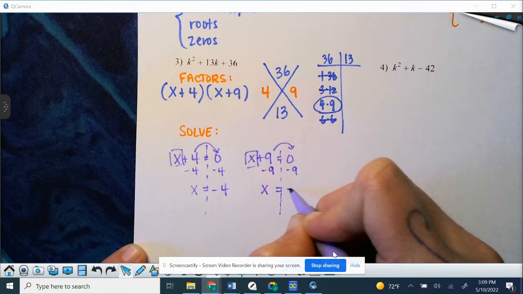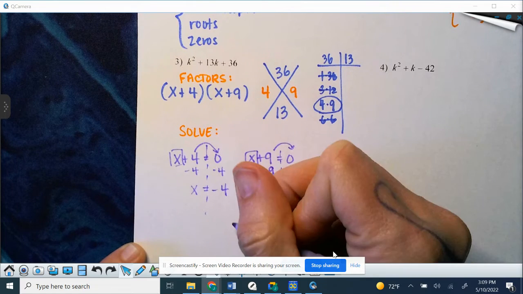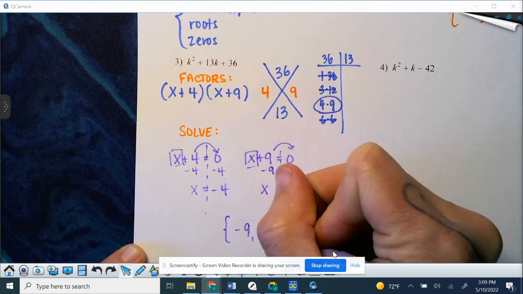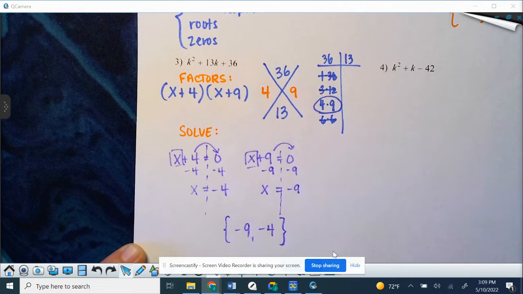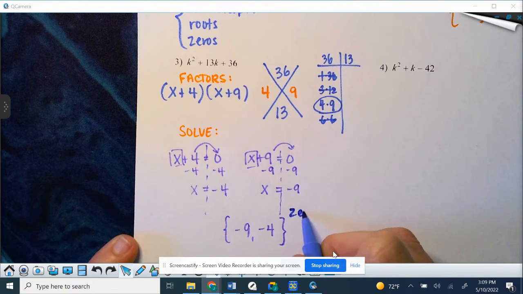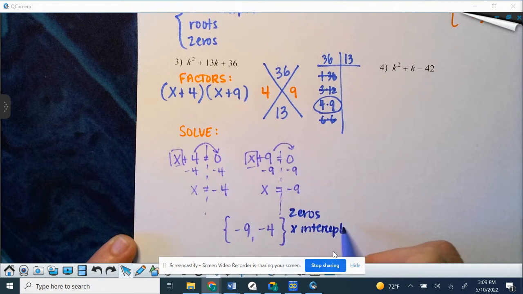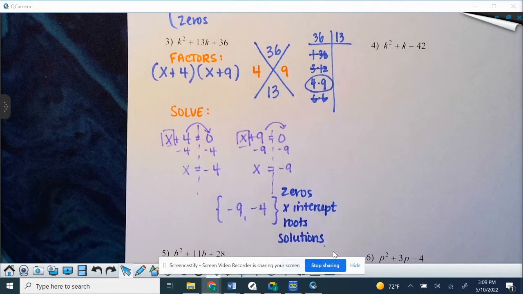X equals negative 9. So our solutions are negative 9, negative 4. And so those are our answers, or our zeros, x-intercepts, and I'm just saying them all so you remember them: roots and solutions. Oops, that's a fail screen, sorry. Zeros, x-intercepts, roots, and solutions.